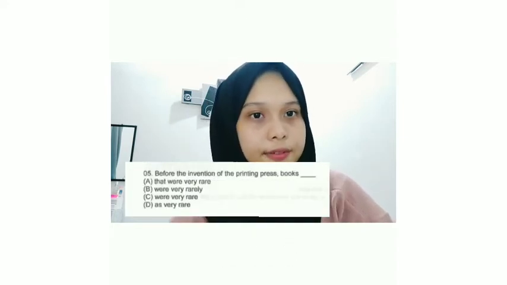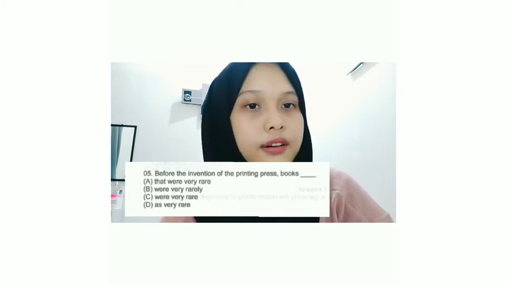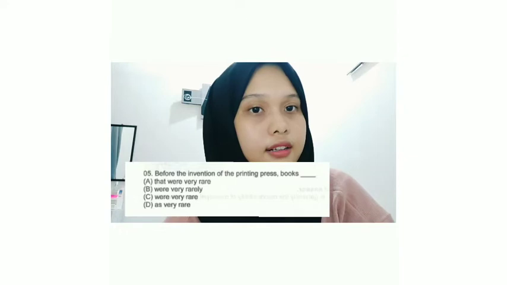Number 5: before the invention of the printing press, books blank blank blank. A. That were very rare. B. Were very rarely. C. Were very rare. D. As very rare.